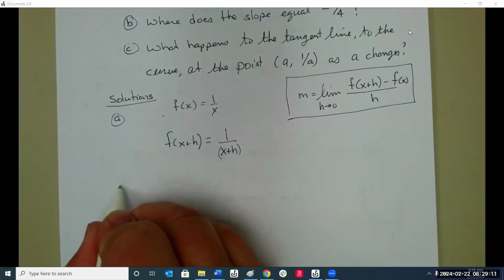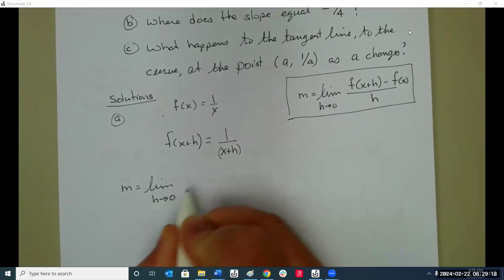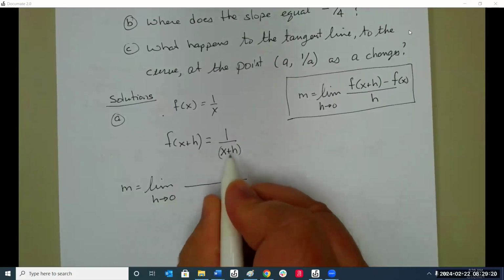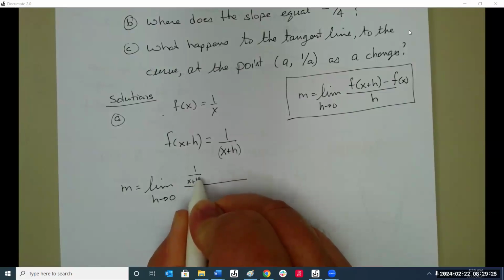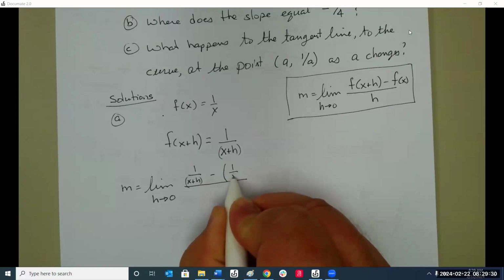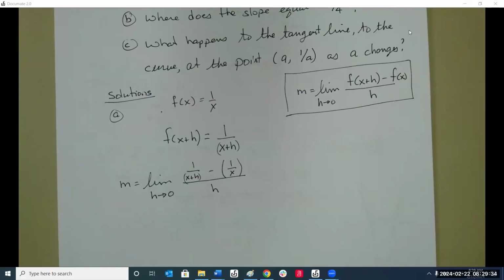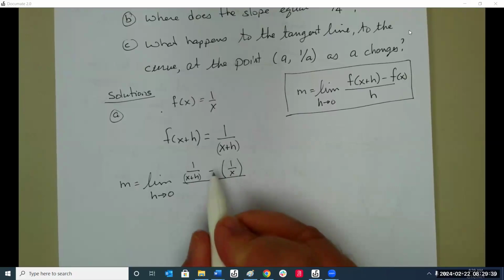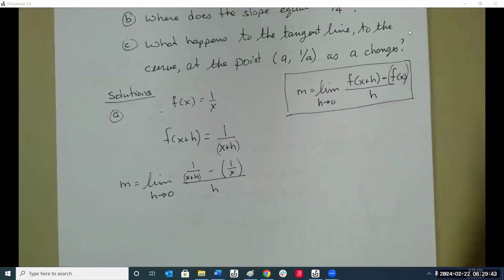Okay, now I have everything I need, so I just plug it in there. The limit as h approaches 0 of 1/x plus h minus 1/x over h. Remember, whatever's after this minus, this f of x part, always put in parentheses.